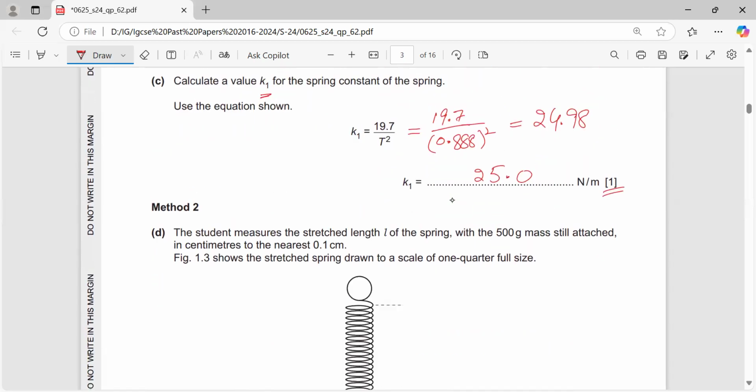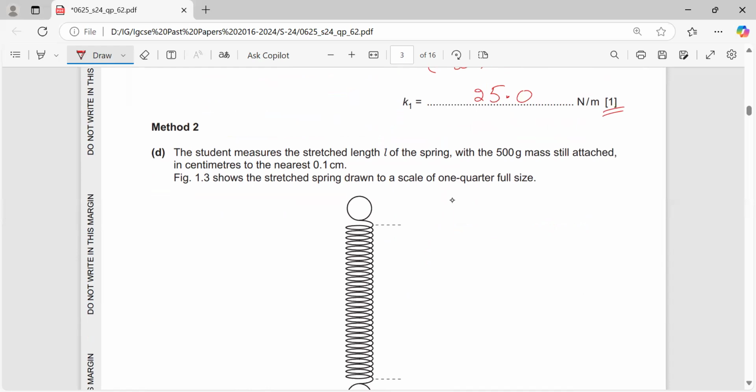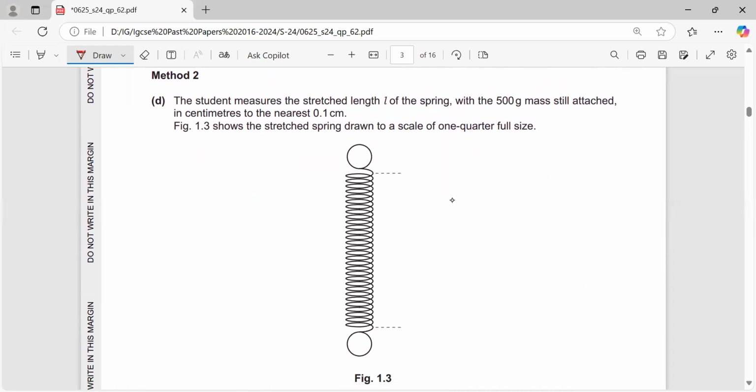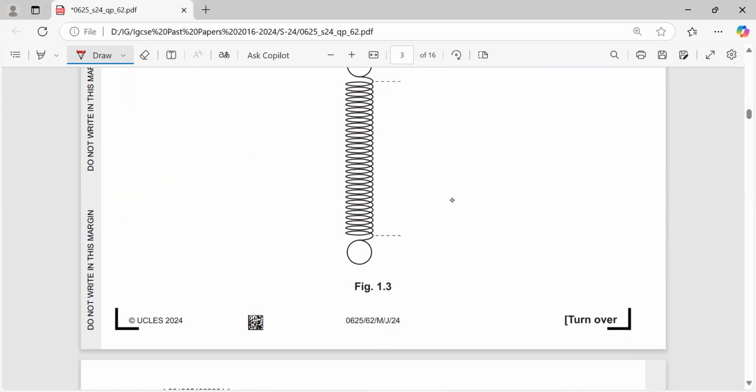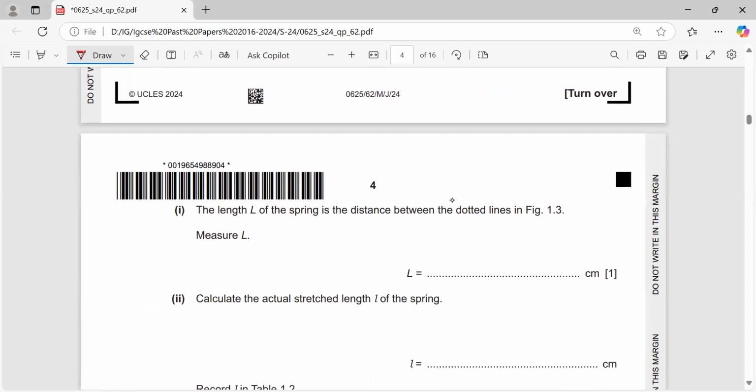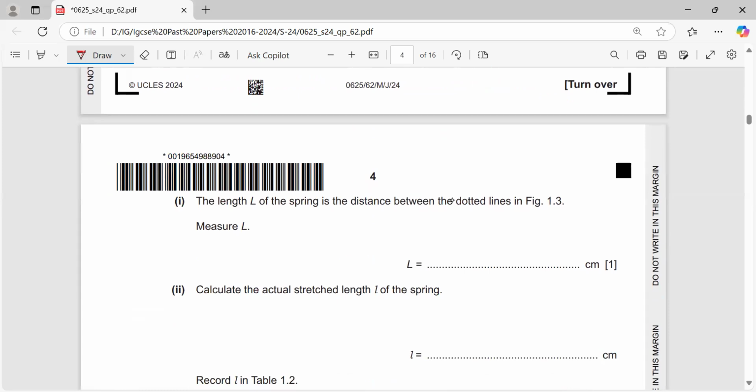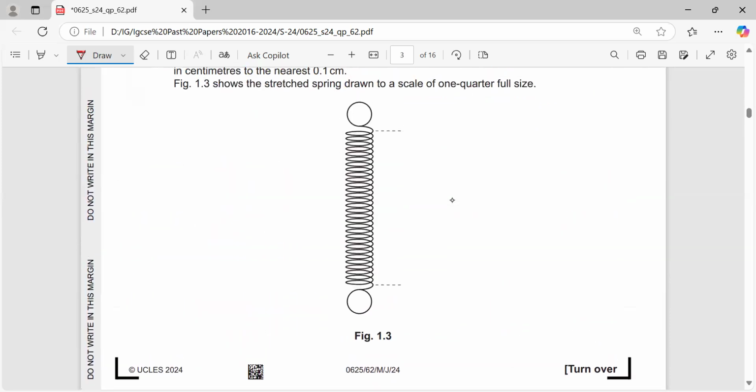Now method 2. The student measures the stretch length L of the spring with the 500 gram mass still attached, in centimeters to the nearest 0.1 centimeter. The figure shows the stretched spring drawn to a scale of 1/4 of full size. The length L is the distance between the dotted lines in the figure; measure L. I have zoomed in on this measurement, but because we are in practice, no problem, or I will check the mark scheme for their answer.